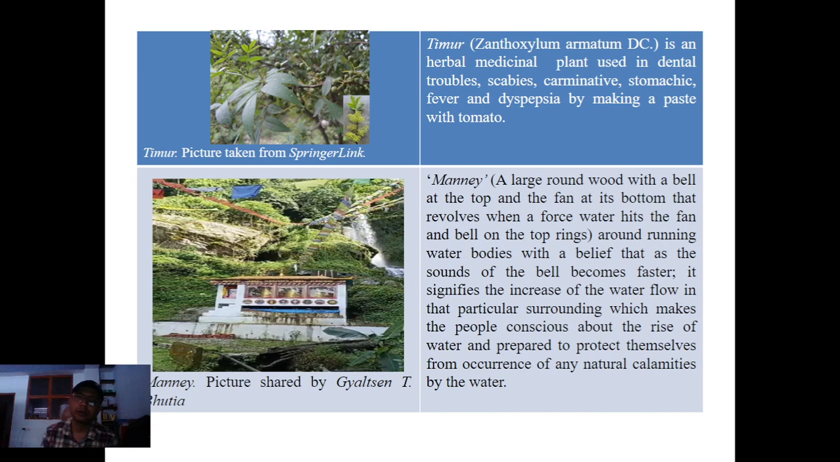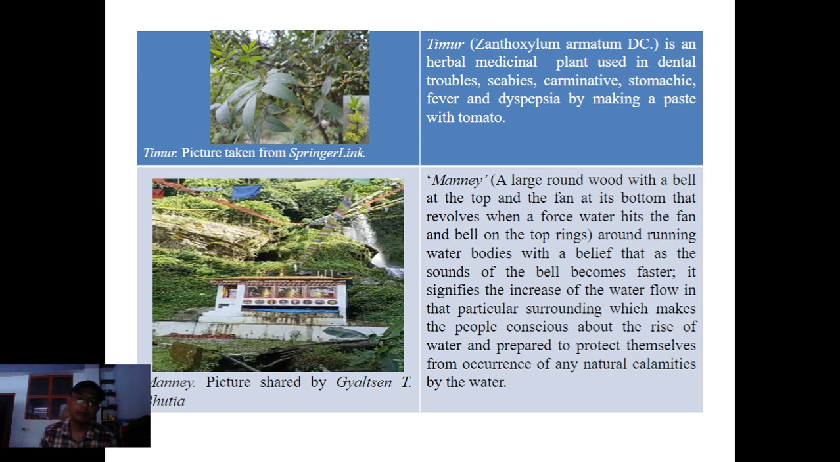If I talk about some herbal medicinal plants, earlier there used to be neither a hospital nor a doctor. So in ancient times, whenever people felt ill, they basically used to have this timbur. It is a herbal medicinal plant used for dental troubles, scabies, as a carminative, for stomachic fever, and dyspepsia, by making a paste with tomato and taking it with the food.